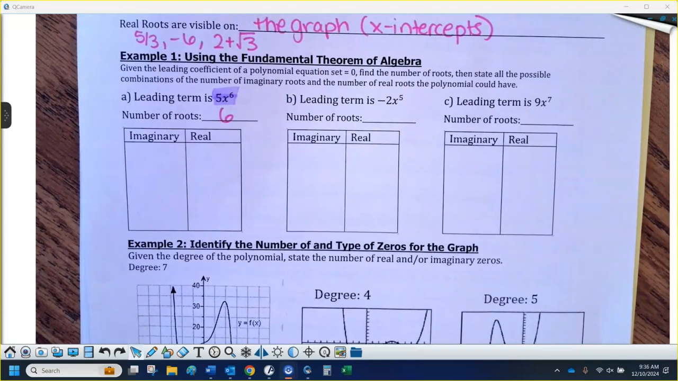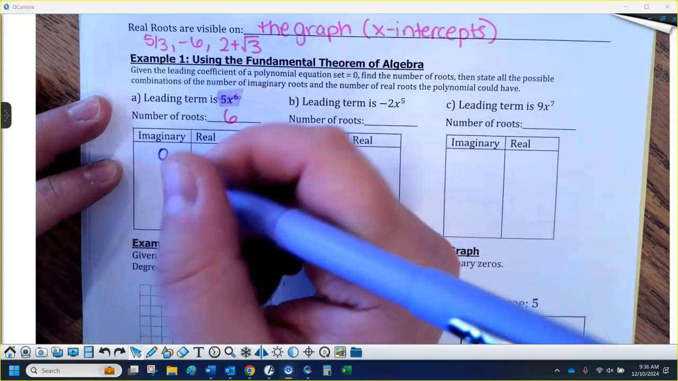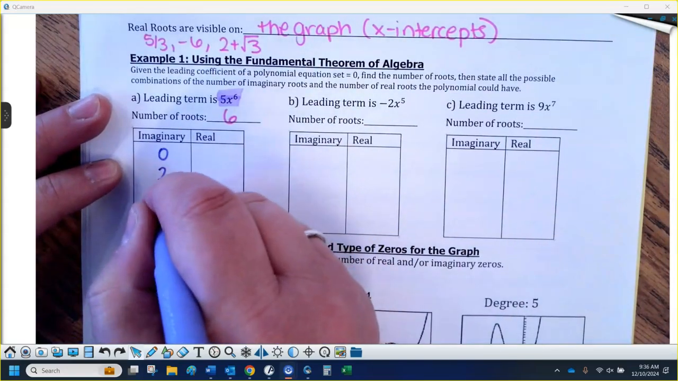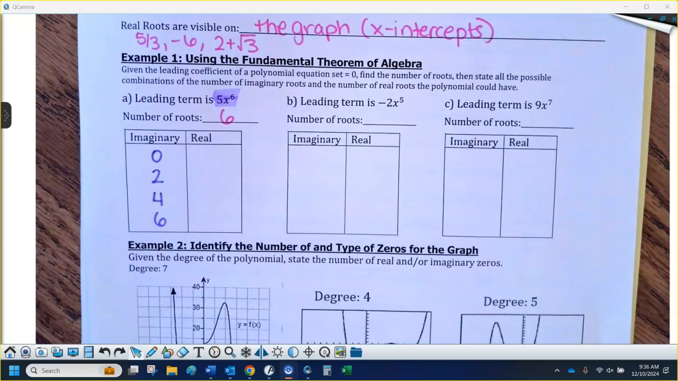Okay, now you're going to write out the possible ways that this could shake out. So what I always do is I start with imaginary numbers. I know imaginary numbers have to come in pairs, like we wrote at the top. So I could have no imaginary. I could have 2, because they have to come in pairs. I could have 4. I could have 6. I would not go up to 8. Does anybody know why? Riley, what do you think? You only have 6 solutions. Okay, so we wouldn't go any further than that.